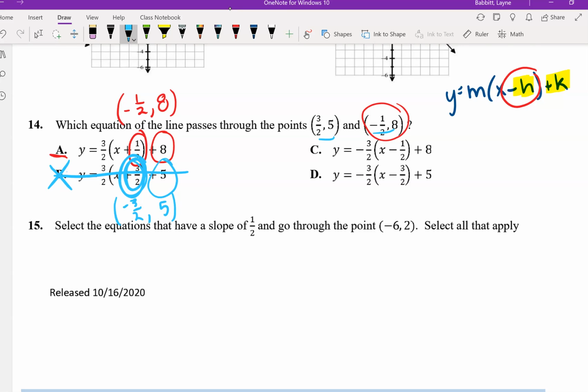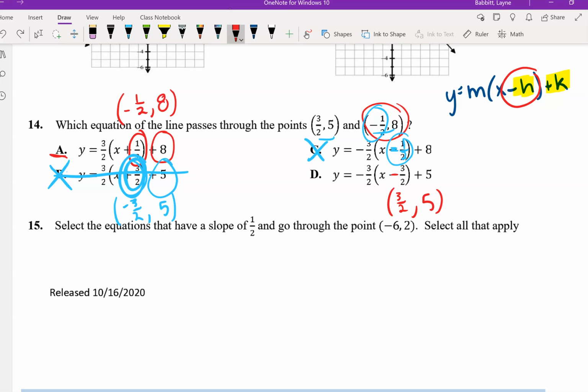Now let's go over to C. C has negative 1/2, comma, 8. But remember, this is supposed to be opposite of this. So C is not a correct answer option. And then D has negative 3/2, comma, 5, which means it contains the point 3/2, comma, 5, which is one of our points. So that is an answer option. So it's either going to be A or D.